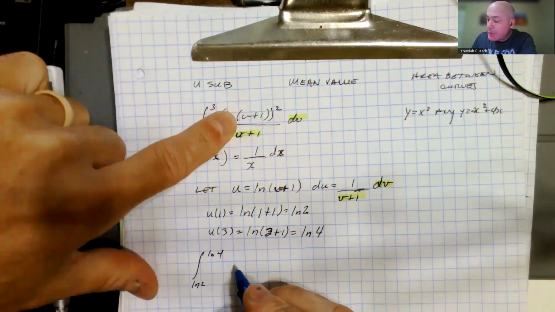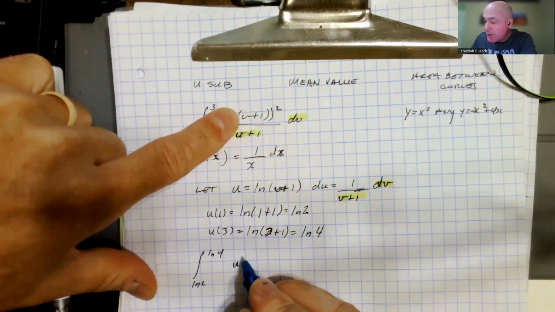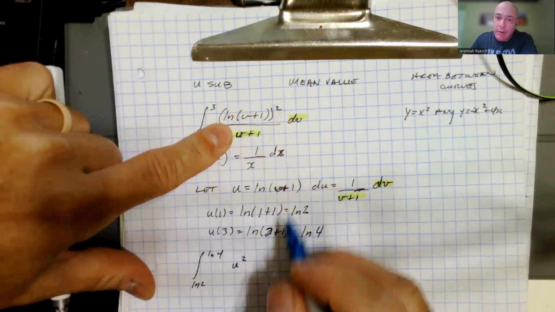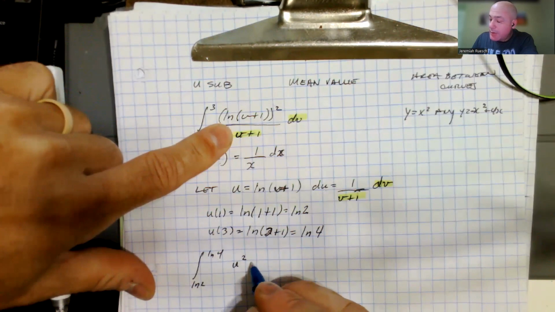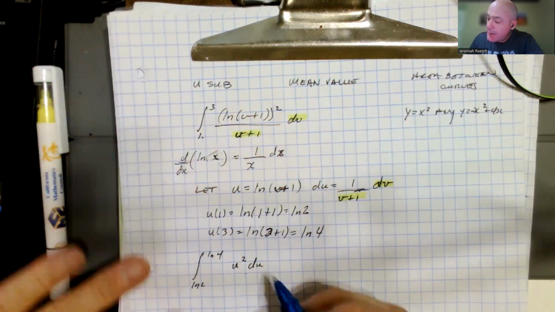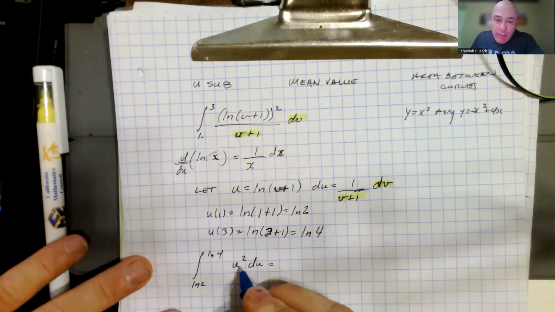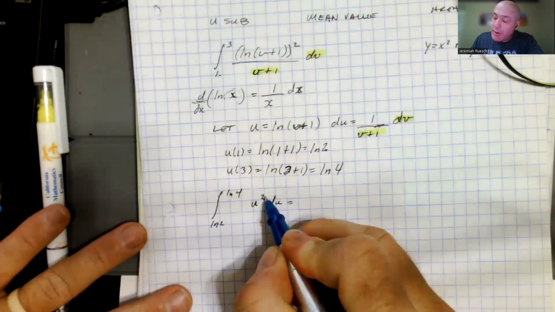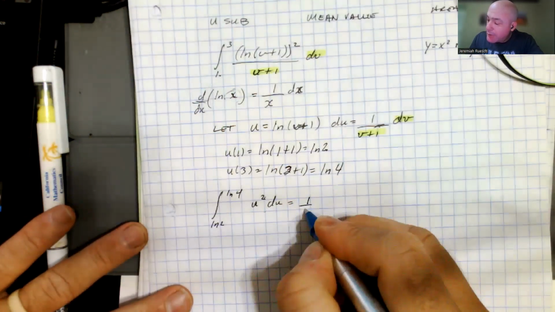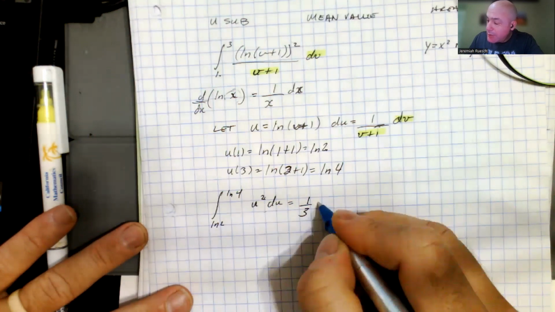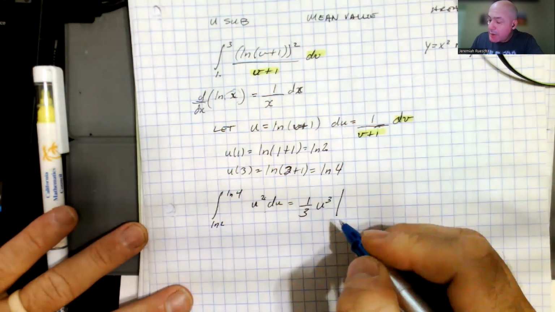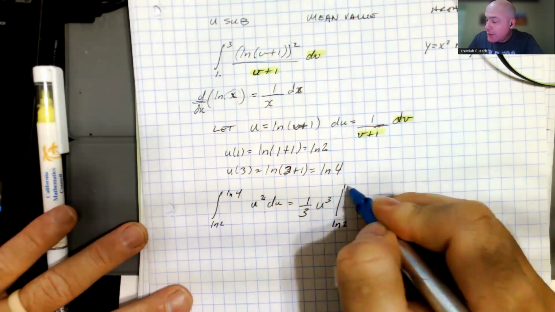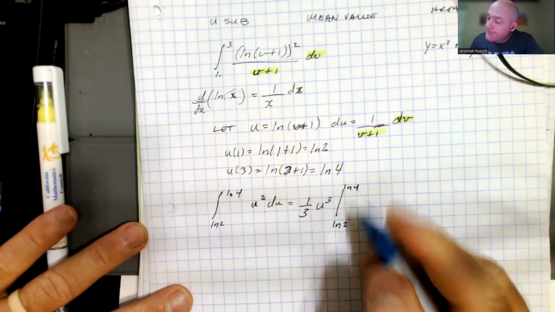I'm replacing the natural log of b plus 1 with u, so it's going to become u squared. And then the highlighted part, the dv over b plus 1, is going to be my du, okay? And so now using the power rule, all I need to do is add 1 to the exponent and then divide by it. So I'm going to have 2 plus 1, which is 3, u cubed, evaluated from my two limits of integration, natural log of 2 and then natural log of 4.